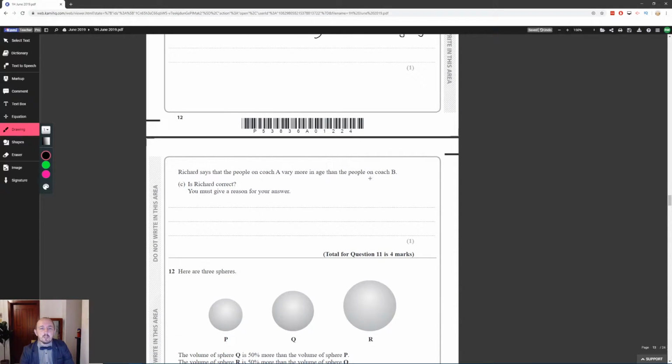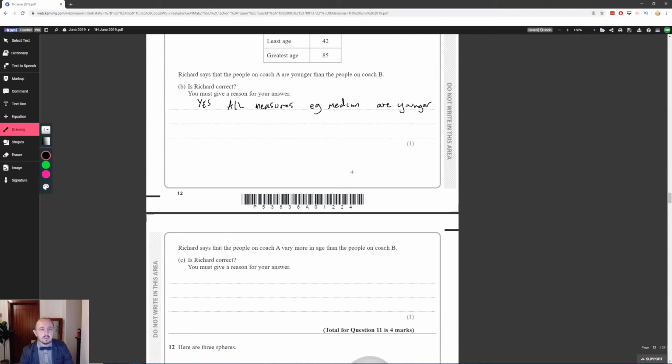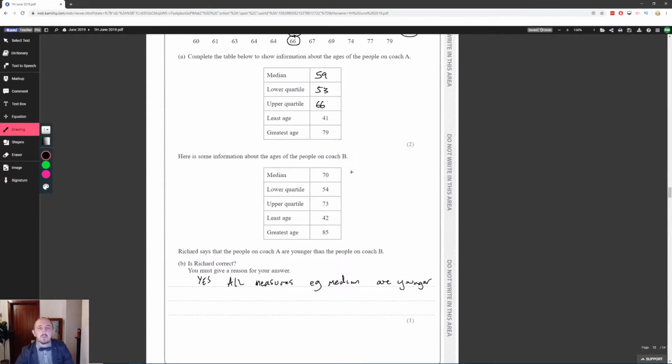Coach A varies more in age than the people on Coach B. Is Richard correct? So when we're looking at the spread of data, we're looking at the interquartile range here. So 66 minus 53, that's a range of 13. And the interquartile range here is 19 there. Okay, so I would say that the spread of data for Coach B is more because the interquartile range is bigger.